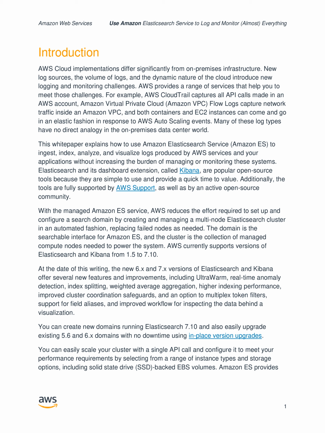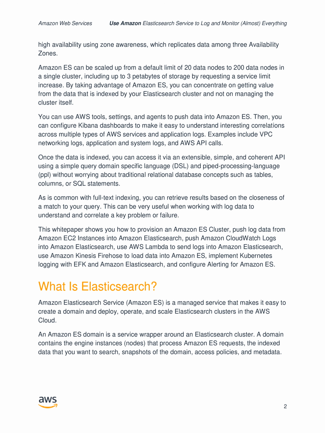Amazon ES provides high availability using zone awareness, which replicates data among 3 availability zones. Amazon ES can be scaled up from a default limit of 20 data nodes to 200 data nodes in a single cluster, including up to 3 petabytes of storage by requesting a service limit increase. By taking advantage of Amazon ES, you can concentrate on getting value from the data that is indexed by your Elasticsearch cluster and not on managing the cluster itself.